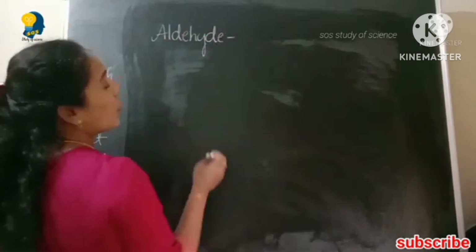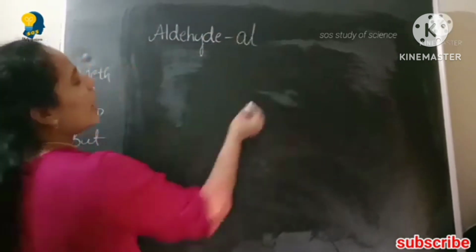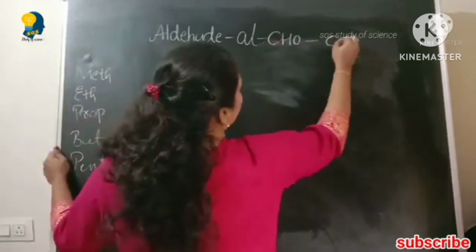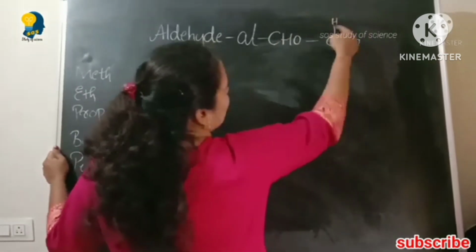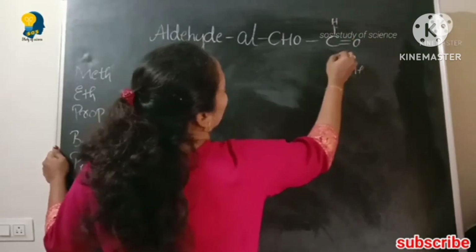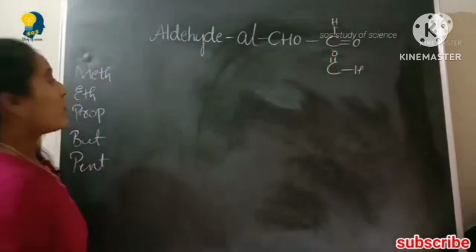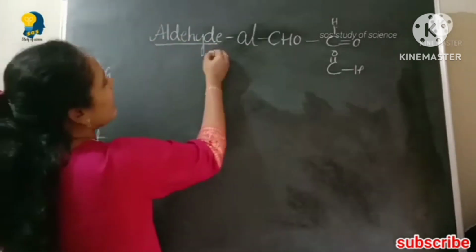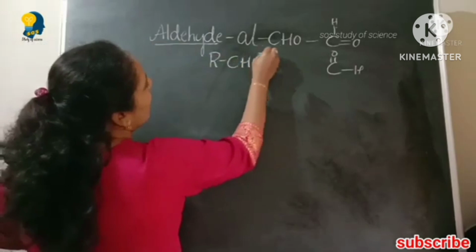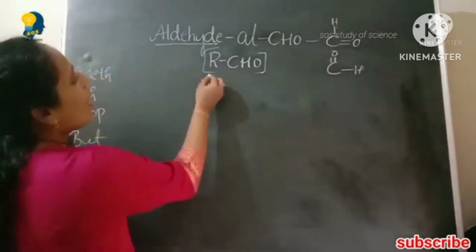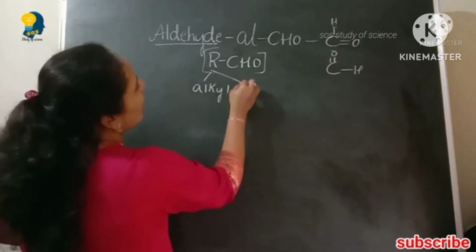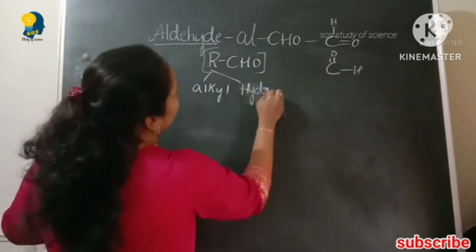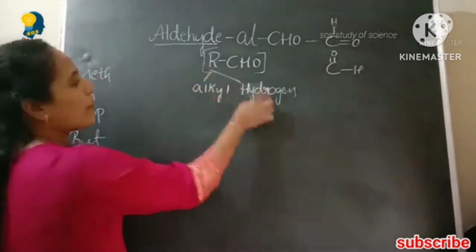This aldehyde is denoted in the name part by "al", and in the molecular formula it is CHO. In the structural formula it is like this, CHO. Like this also you can write, or you can write CHO. So both are correct. Before writing the first member, I told you there will be a simple general formula to remember. Aldehyde has the general formula RCHO, where R may be alkyl or R may be hydrogen.